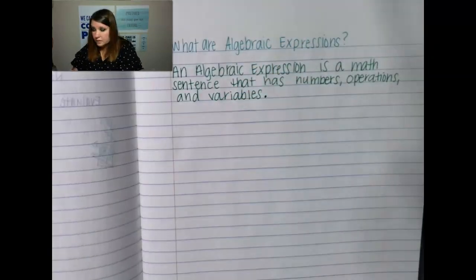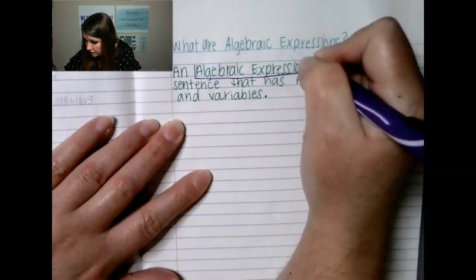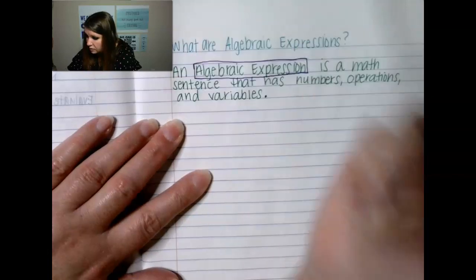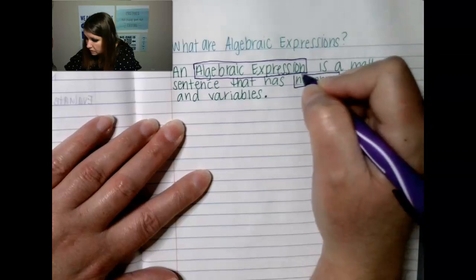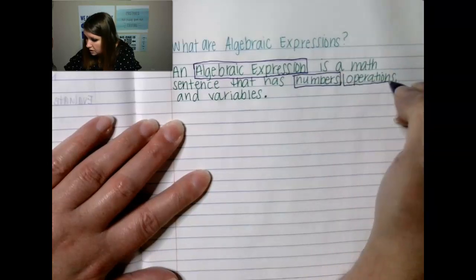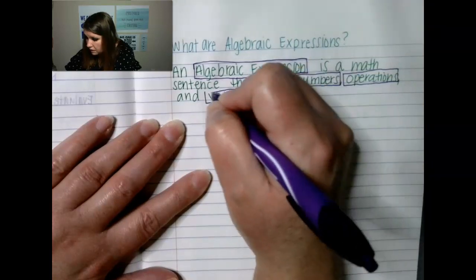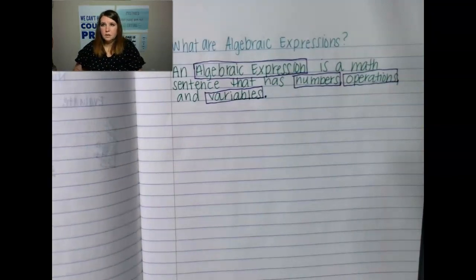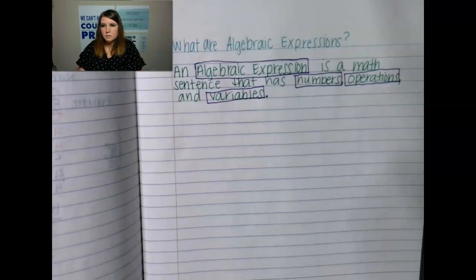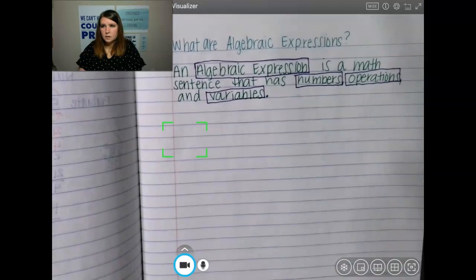All right, so let's go ahead and pull out the important information here. An algebraic expression has numbers, operations, and variables. And variables are just a fancy word for letters. This looks a little bit blurry. Let's make this not look so blurry. There we go.